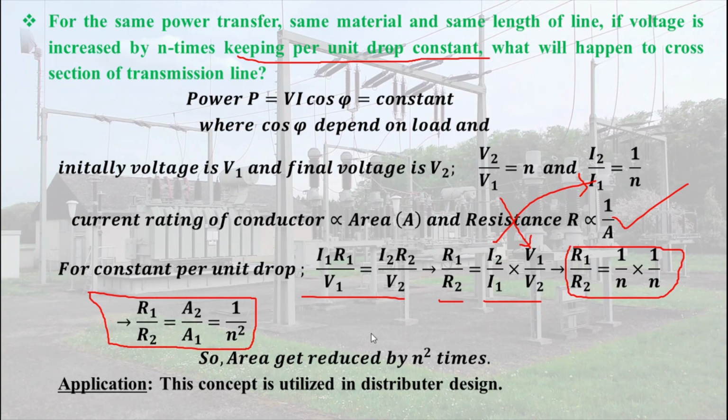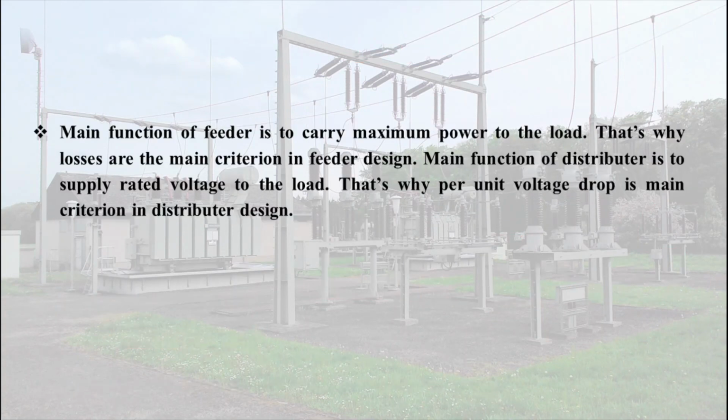So we can conclude the whole lecture as, see, the main function of a feeder is to carry maximum power to the consumer. That's why losses are the main criteria in feeder design. While the main function of a distributor is to provide rated voltage to the consumer. That's why per unit voltage drop is the criteria in distributor design.